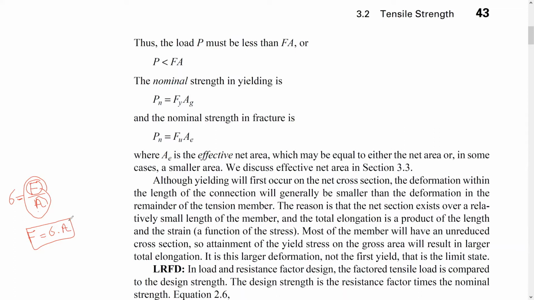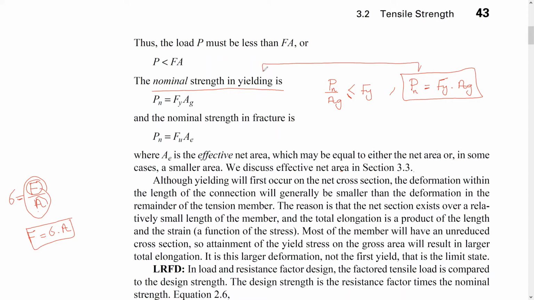Okay, so the nominal strength in the yielding is going to be, as I told you, P over gross area. It should be less than or equal yield stress. Just rearranging this one. So the P, and let's call this Pn, which is the nominal strength, is equal the yielding stress times the gross area. And this is very important. This is the nominal strength in the limit state of yielding, okay?